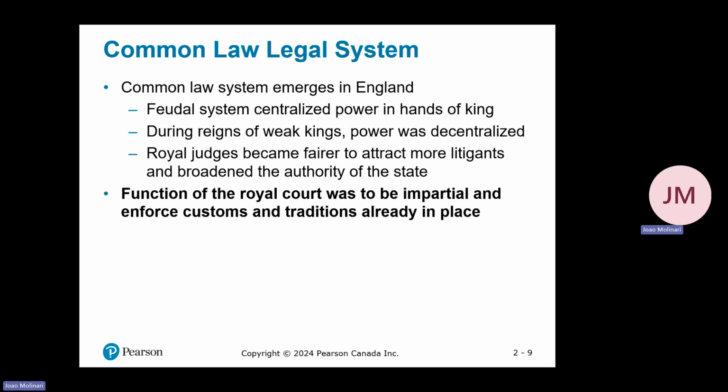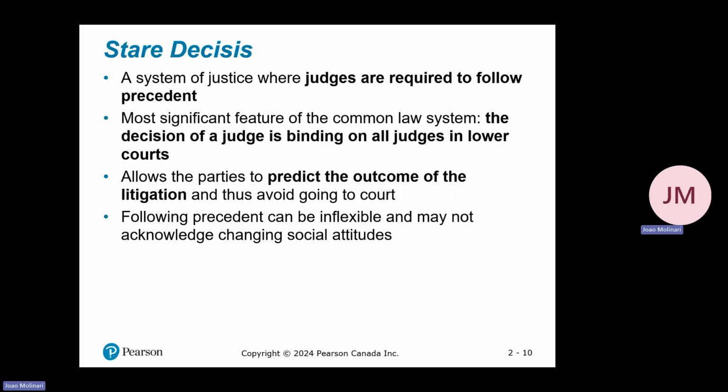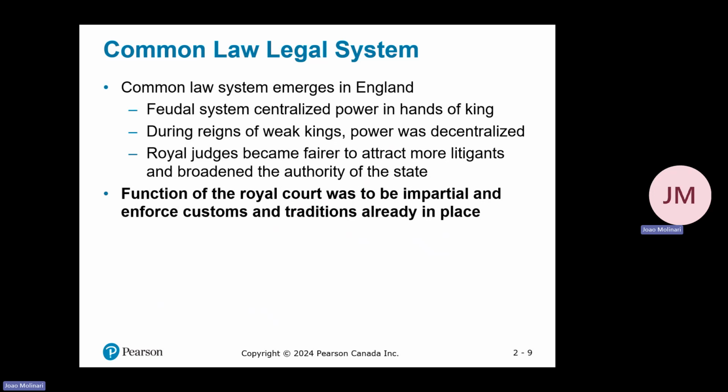Now, what is the main characteristic of the common law legal system? Well, first of all, it comes from England. And the main characteristic is that decisions, they are the law. They become the law. Not all decisions, but some decisions, and we call this judge-made law, they become law. So that's the main characteristic of a common law legal system.